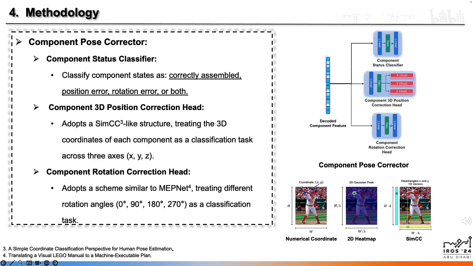The component pose corrector has three parts: the component state classifier, 3D position correction head, and rotation correction head, all using fully connected layers. The component state classifier identifies the component state as correctly assembled, position error, rotation error, or both. The 3D position correction head is inspired by the SIMC network, which estimates human poses by projecting coordinates onto XY axis and classifying them to reduce computational costs. We adapted this for 3D space. Lastly, the rotation correction head is based on MEPNet, which limits the rotation direction of components to 4 values, treating it as a classification task.